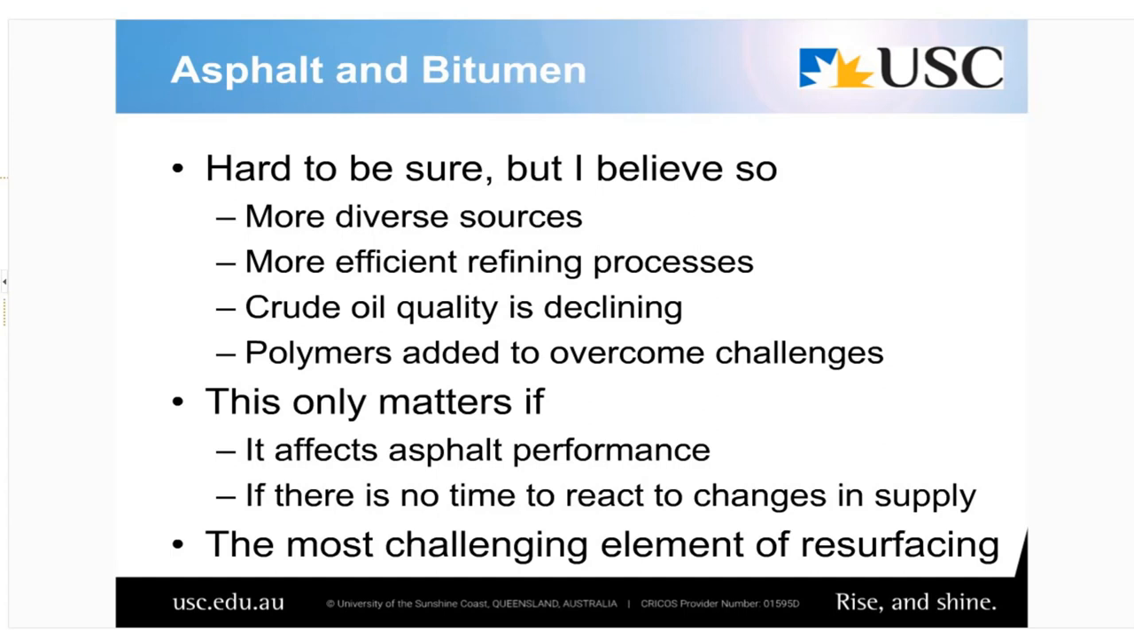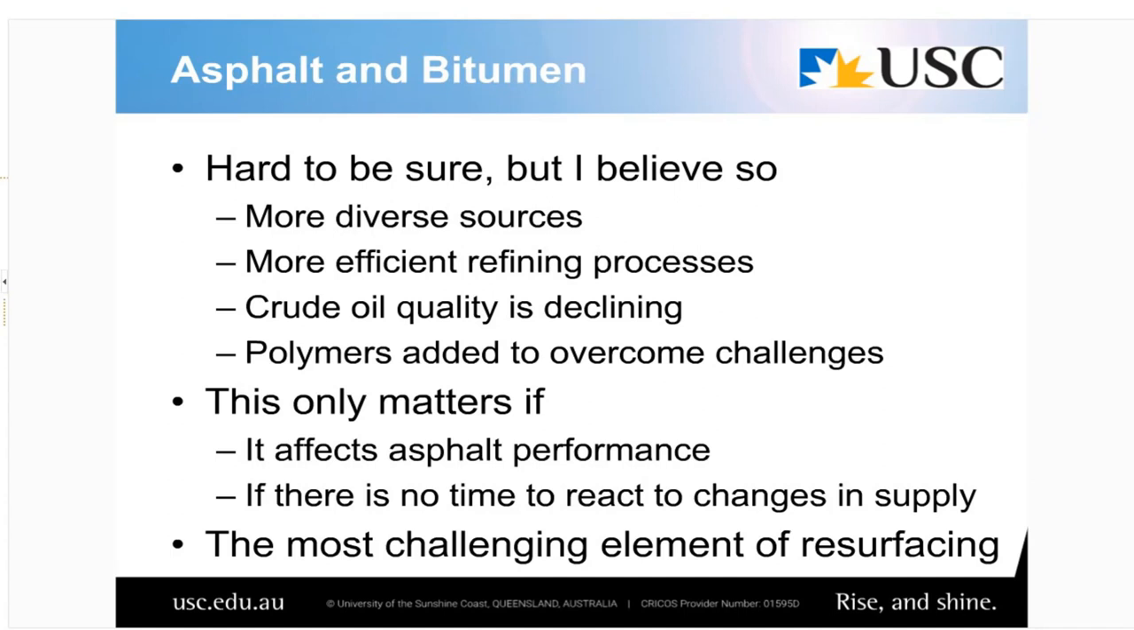Crude oil quality is declining. There are a couple of measures of crude oil, one around density and one around phosphorus content or sulfur content. But those two indicators both suggest that the actual oil quality that we've now got is not as it was 10 or 20 or 50 years ago.